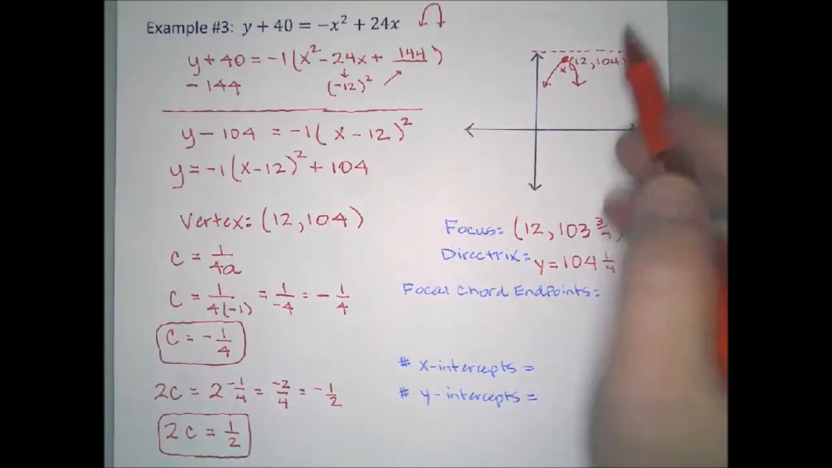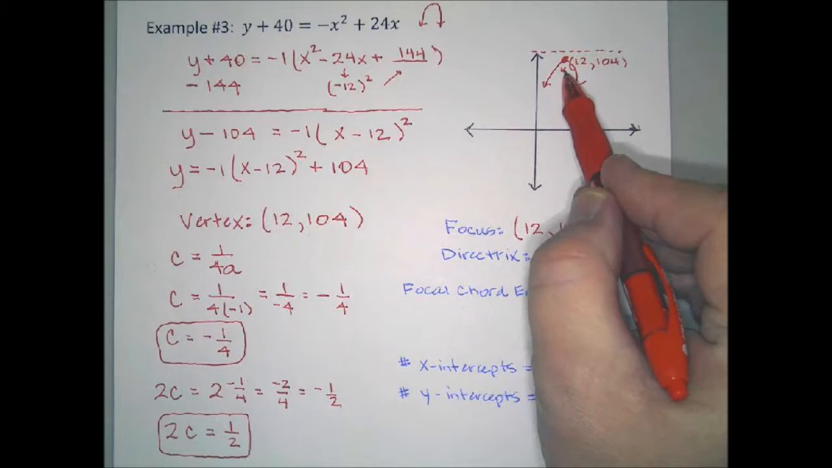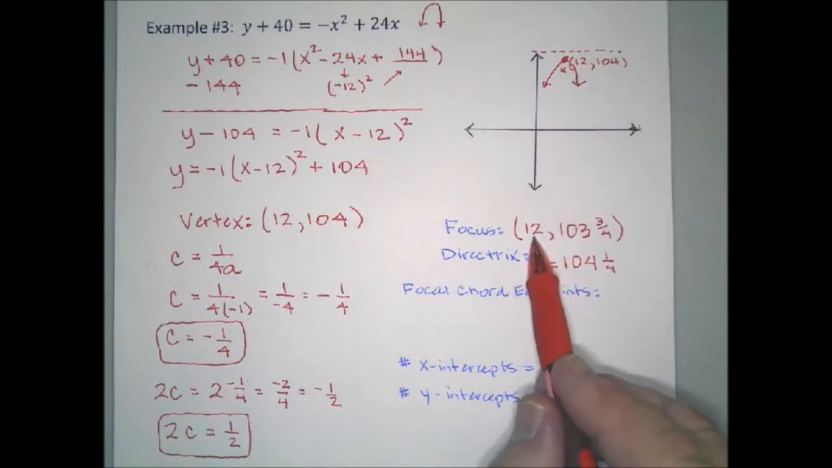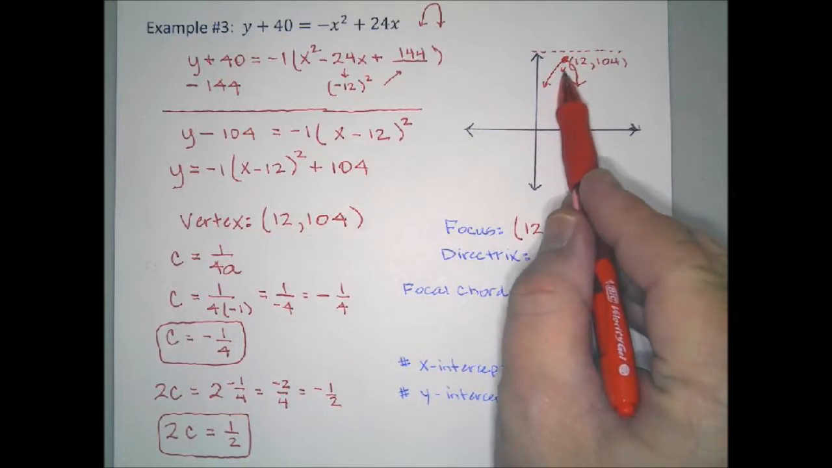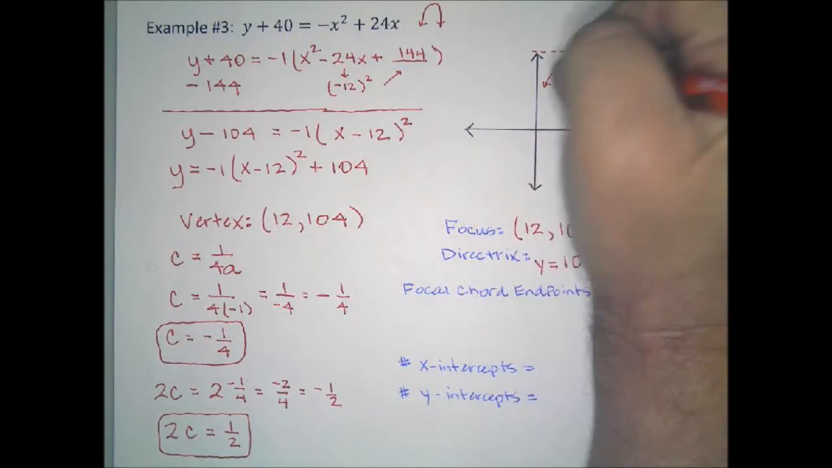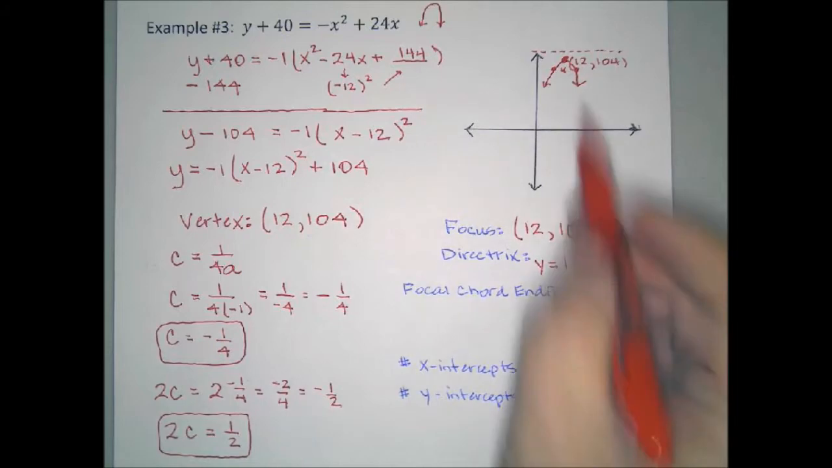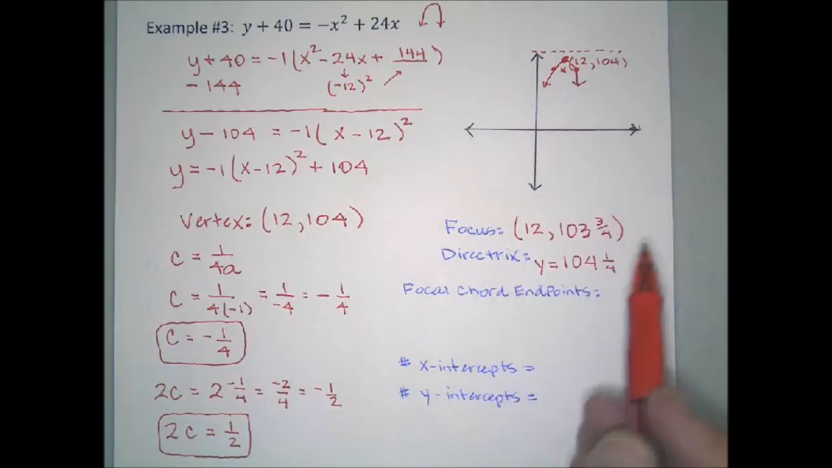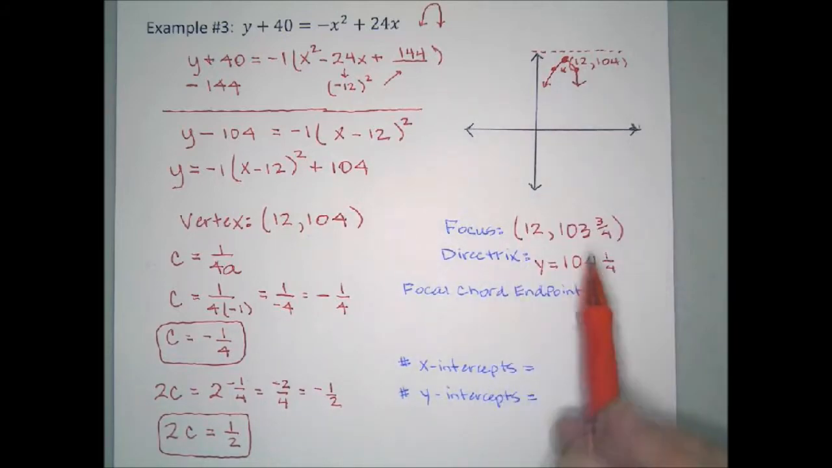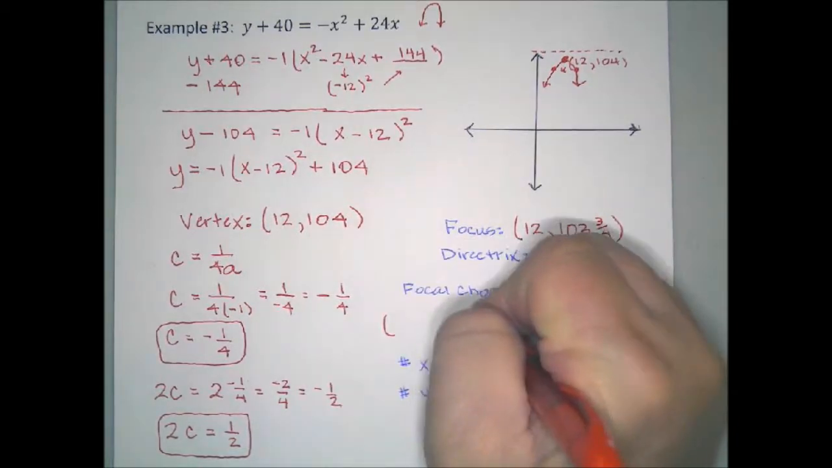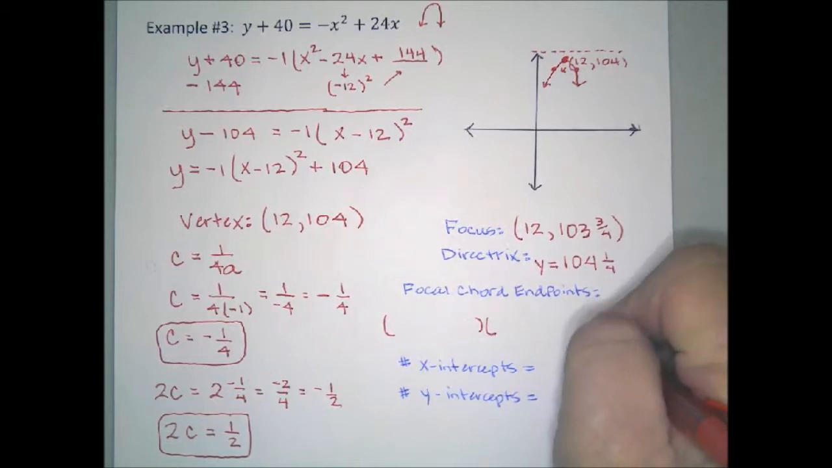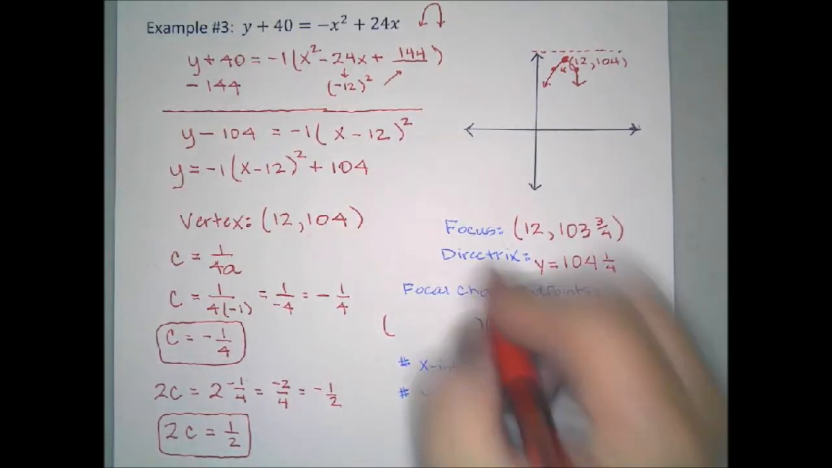So I'm going to find the focus, which was 12, 103 3/4. And I'm going to go a half a step to the right and a half a step to the left to find those focal chord endpoints. Well, when you travel left and right, the only coordinate that changes is the x-coordinate. So I already know the y-coordinates of my focal chord endpoints are not going to change. They're 103 3/4.